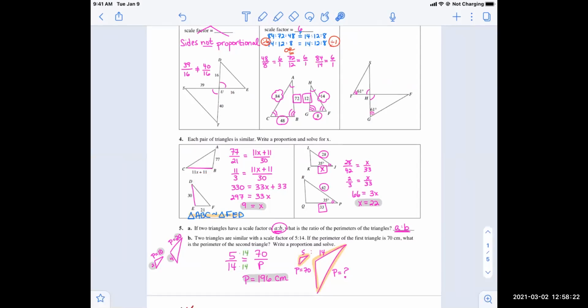So on number 4, I probably should have told you the similarity, how things matched up, because you really shouldn't have to assume, but the 11x plus 11 was supposed to match with the side that's 30, and the 77 was supposed to match with the side that's 21. So I really should have given you a similarity statement there so you would know how the sides should be matched up.